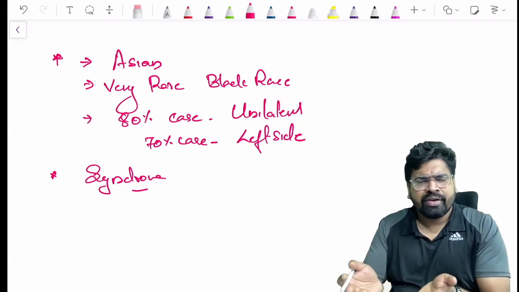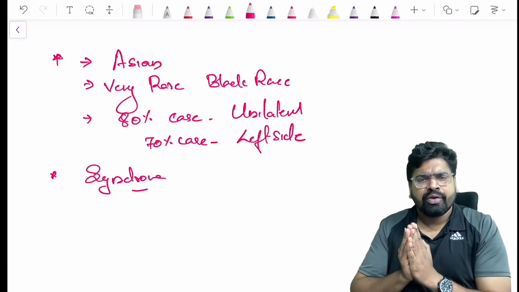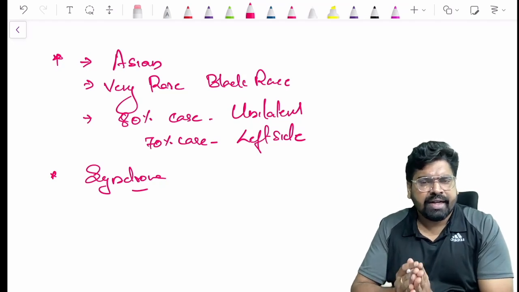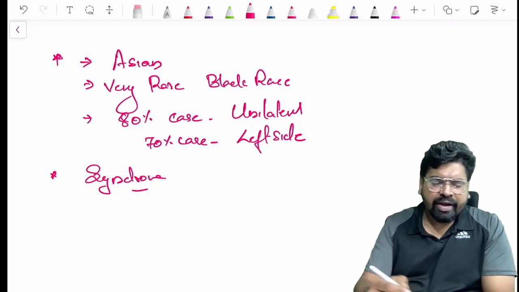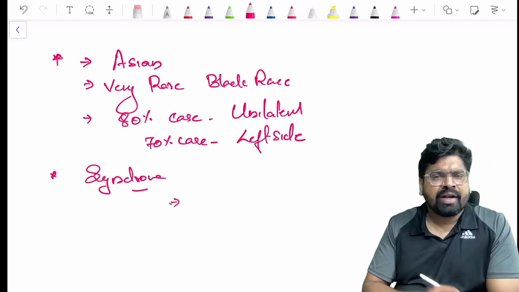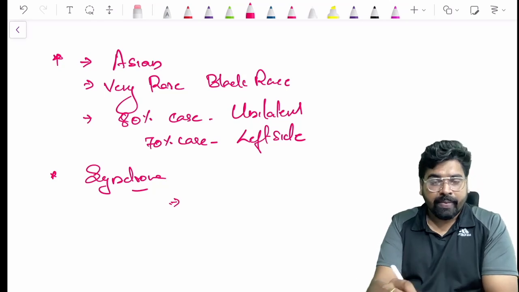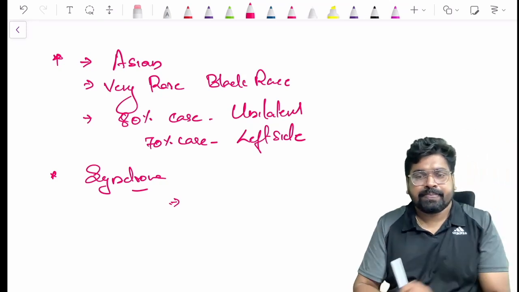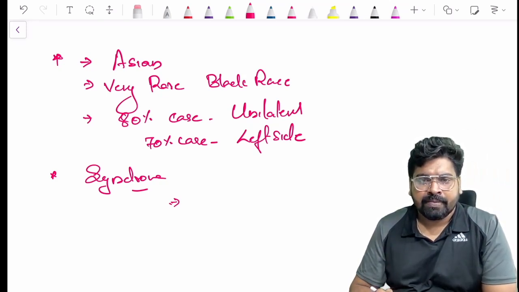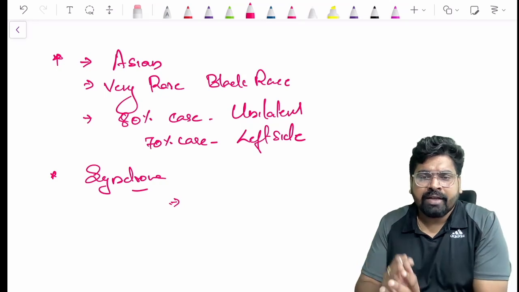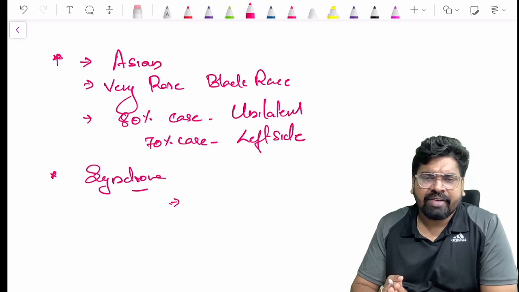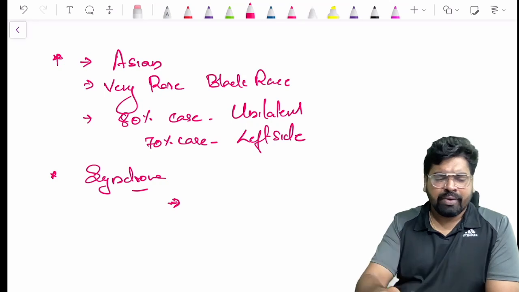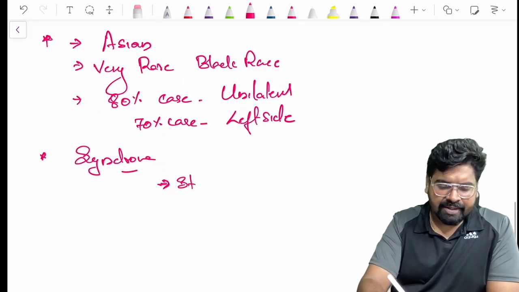But how can a person remember all these syndromes? It is impossible for us to remember all the syndromes related to clefting, but try to remember at least a few. One you can easily say is Pierre Robin. Pierre Robin doesn't have a cleft lip; it has a cleft palate. So those syndromes which are related to clefting are your Stickler.